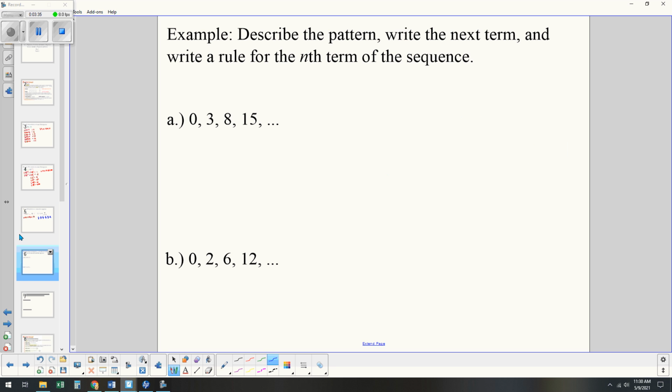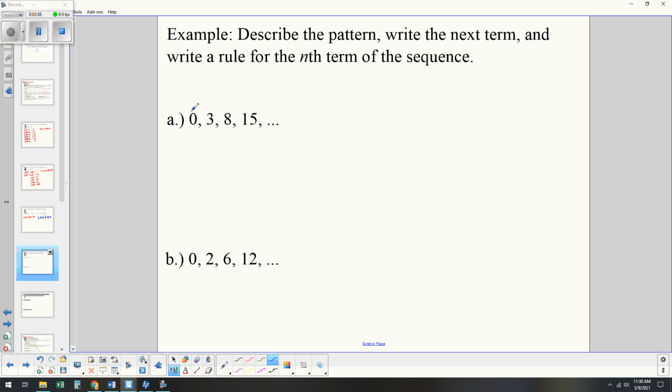All right, for these, we're going to describe the pattern that we see. We'll write the next term and then create our own rule. So generally speaking, what I would first look for is to see, are we adding the same thing or subtracting the same thing, or are we multiplying or dividing the same thing? If neither of those are true, then we're going to actually have to look at the numbers that appear and see if we can find a pattern within them.